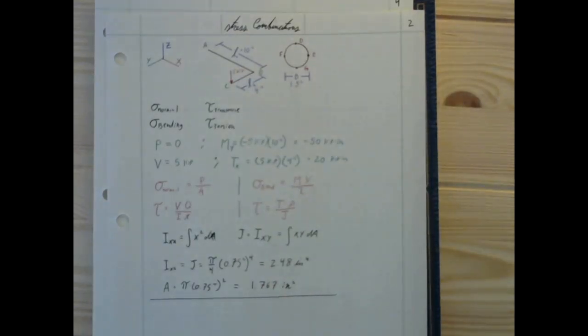Welcome to the second video for stress combinations. In this one, we'll begin a second example, one that involves torsion and moment and shear, all in one example. And we'll look at a couple of different points on that cross-section and the stresses that it's going to be experiencing.